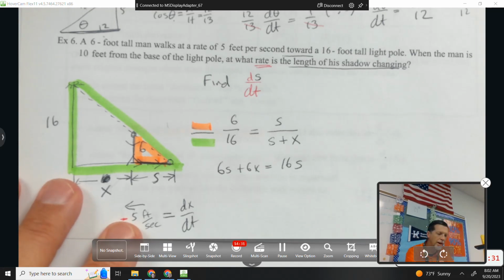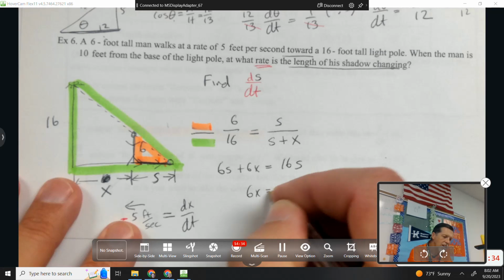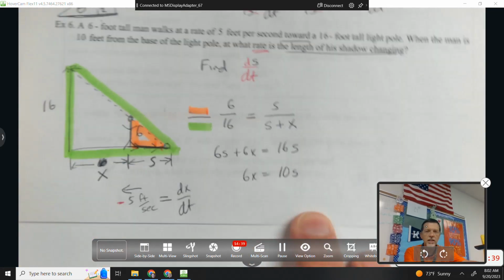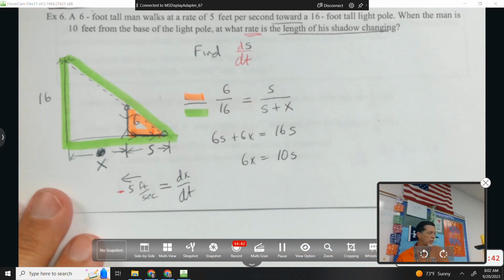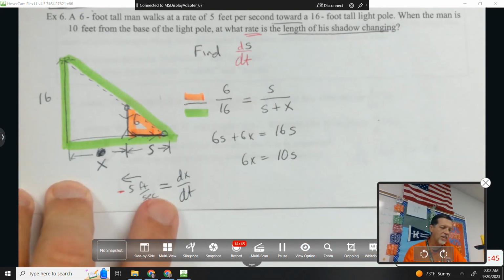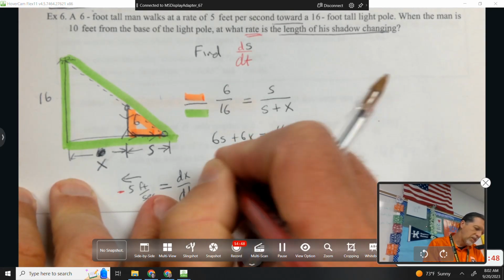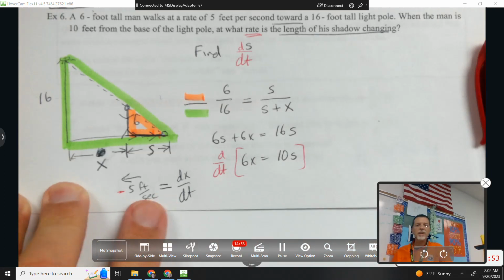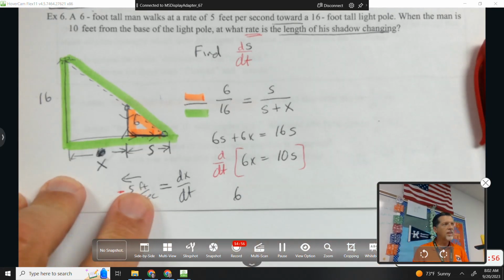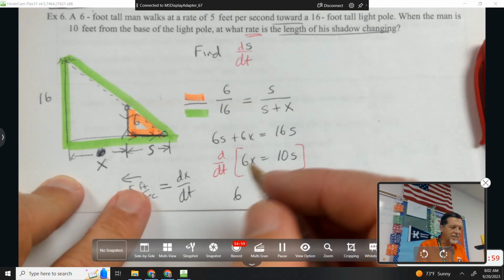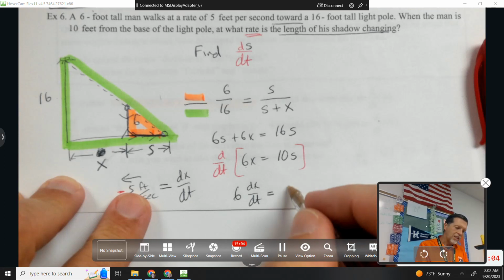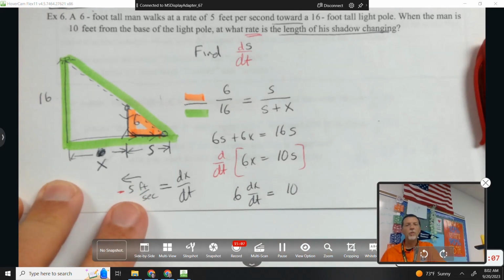Well, now I'm on a roll with my algebra. Let's move the 6s over. So 6x equals 10s. I think I'm out of algebra steps. But derivatives should be easy now. Take a derivative with respect to time. So what's the derivative of x with respect to time? dx dt. So 6 dx dt. And then 10, what's the derivative of s with respect to time? ds dt.